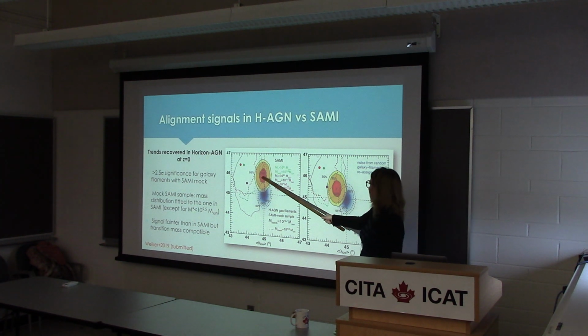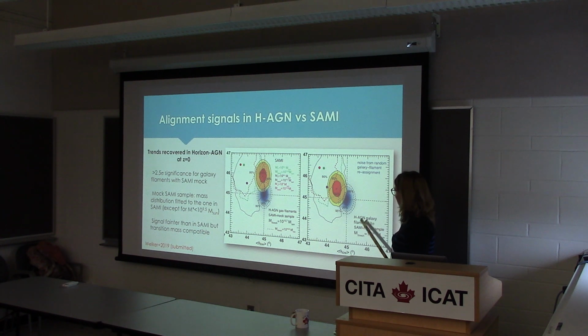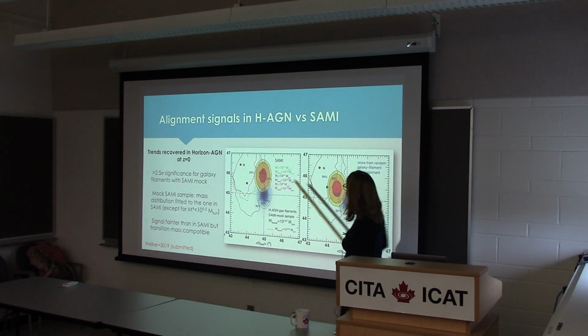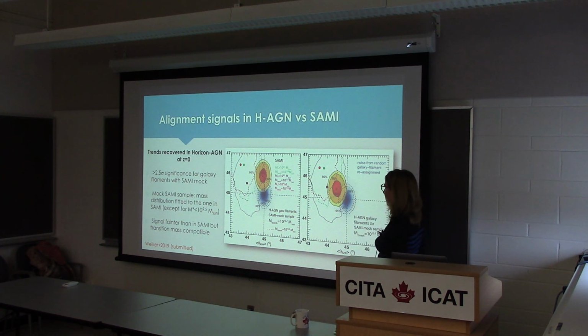Now, there are differences. The low mass signal is better constrained with galaxy filaments than with gas filaments, which is kind of expected. For the low mass, you want to be able to probe small filaments that are relevant to galaxies, so that are traced by galaxies. So it's usually the best way to go. So you're in the right quadrant in both cases, and you're always above the 2.5 sigma significance contour. Now, if you want to compare that with SAMI, those are the pink, green, and purple lines.